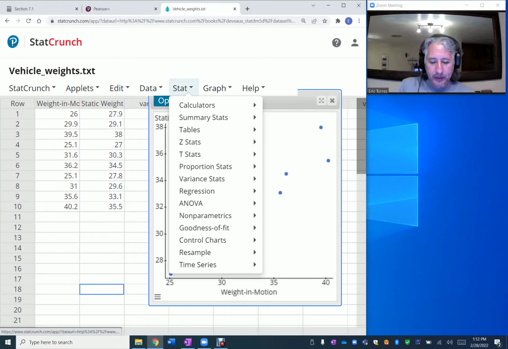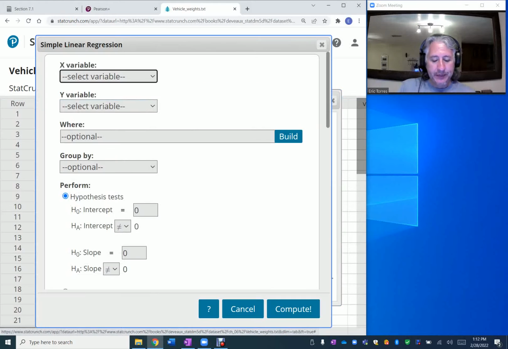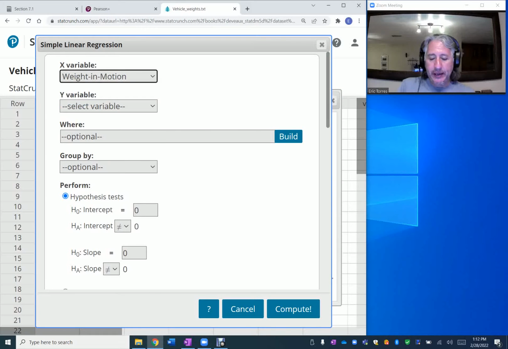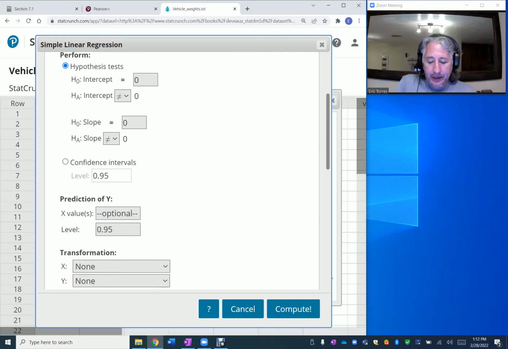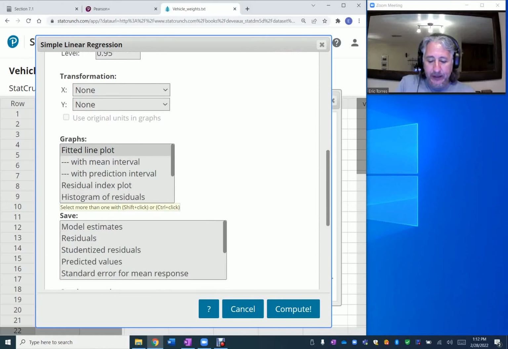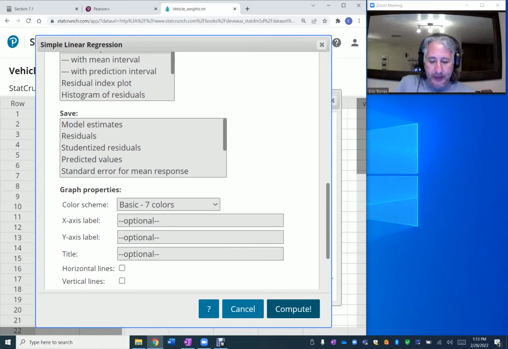So what I need to do is come to my stat options, and what we are going to be doing is called regression. And we're looking for a line that's going to be simple linear regression. So my x value is going to be the weight in motion, and my y value is the static weight that we're trying to predict. And let's make sure we got everything I need to. Okay, fitted line plot, that's fine. Okay, so I'm going to compute it at this point.